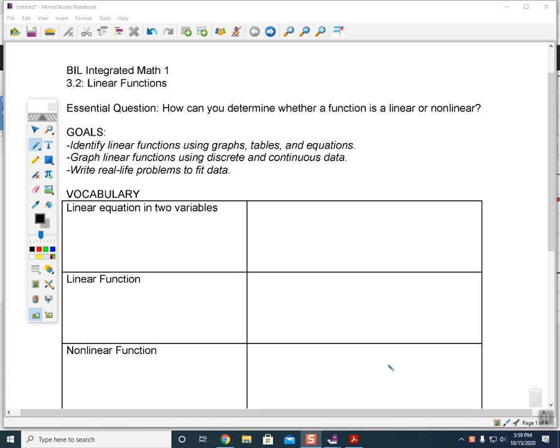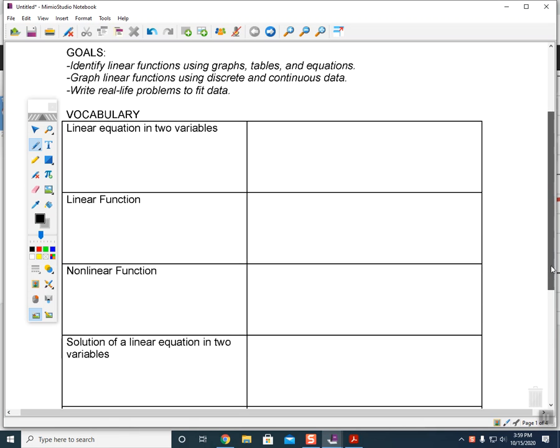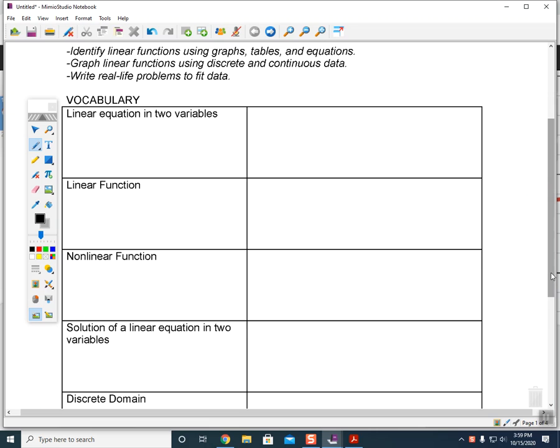Right, so in 3.1 we talked about functions themselves, and if you remember, a function is just a relation where every input has exactly one output. So now we're going to move on to linear functions. If you notice, the word linear has the word line in it, which gives us a clue of what we're going to be talking about. So we will be talking about lines, whether a function is a line or not. I have a few vocab words here.